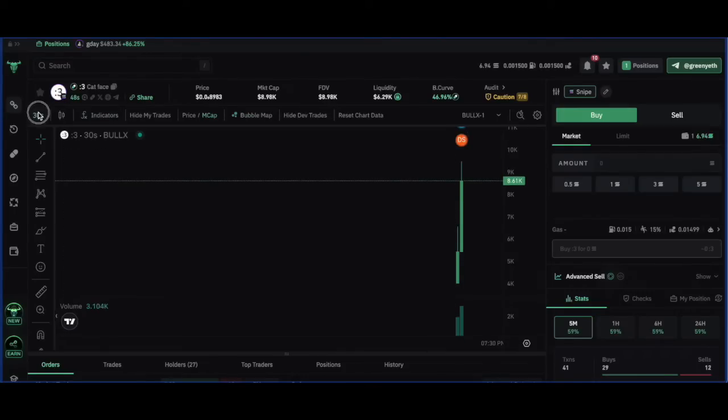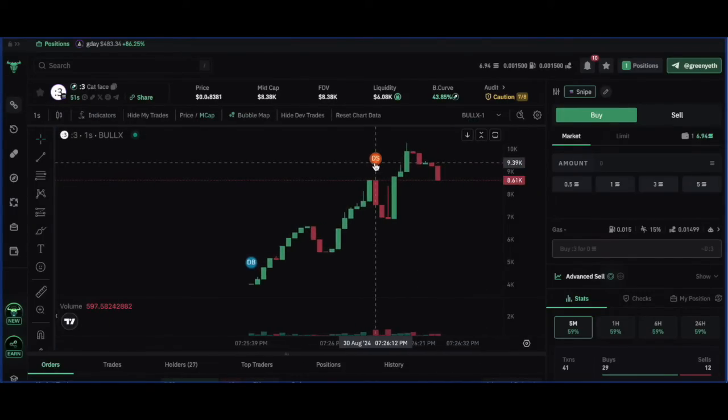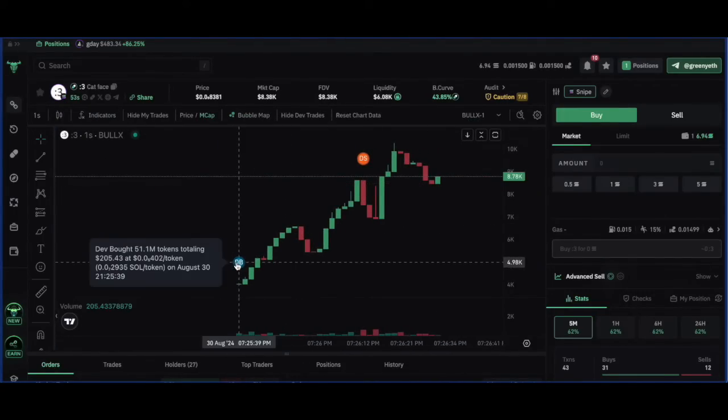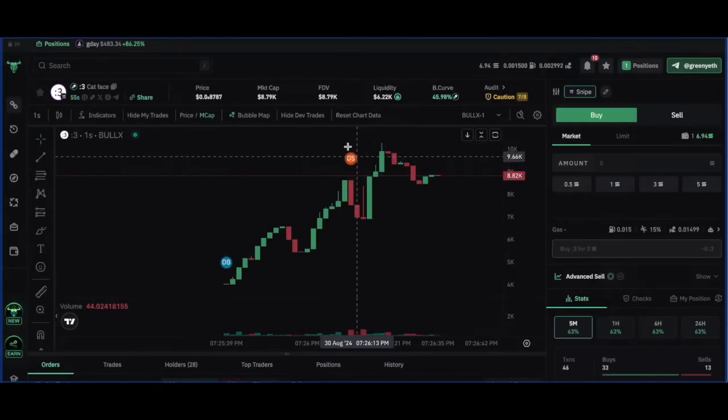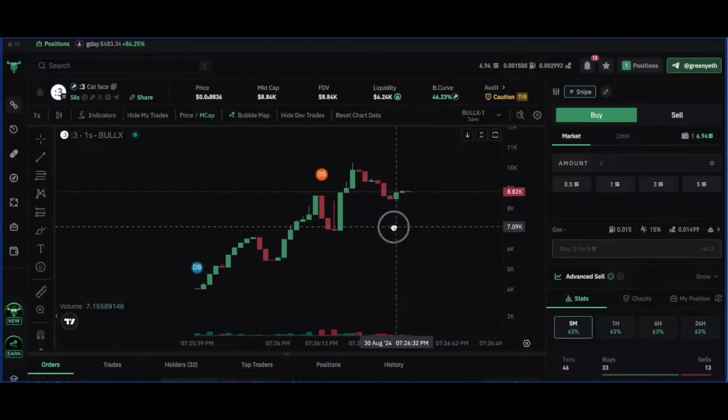I then come in here, I then obviously dive down to the 1 second chart. The dev has sold, so just to double check, the dev bought 51 million and the dev has sold, show me. Yep, so the dev's fully out.